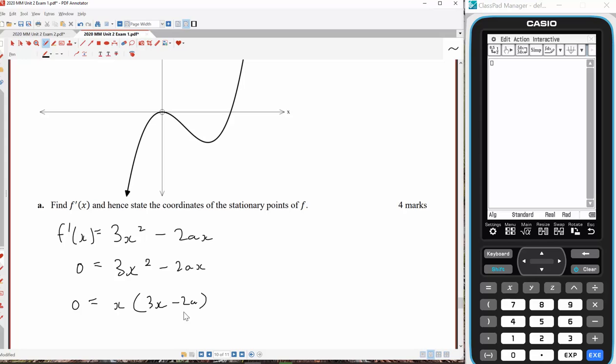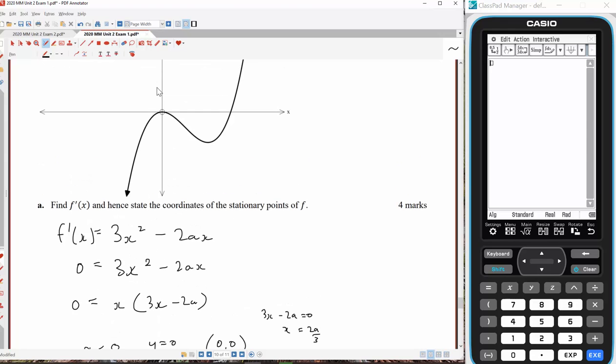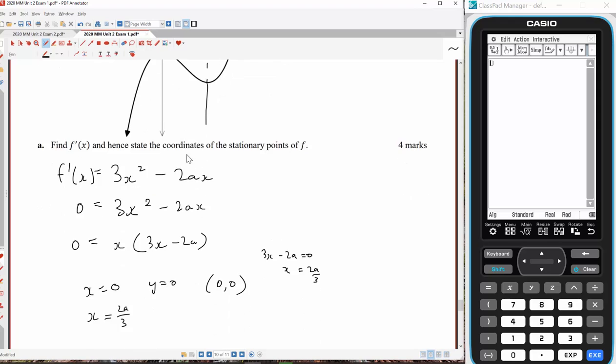3x take 2a. Naturally, one of them is x equals 0. The other one is x equals... 3x take 2a equals 0, so x equals 2a on 3. So there's our first coordinate. There's one of the stationary points, 0, 0. The other one is along here at the x value 2a on 3.